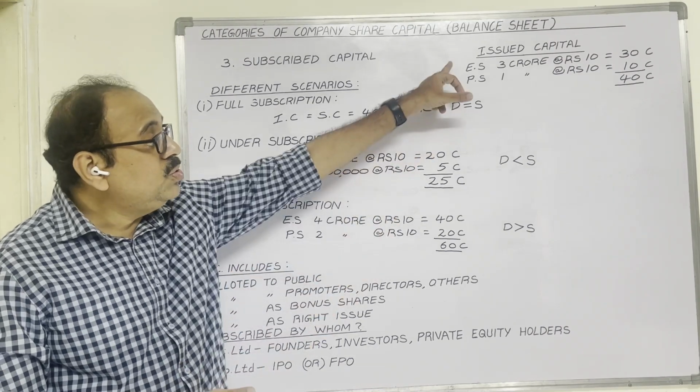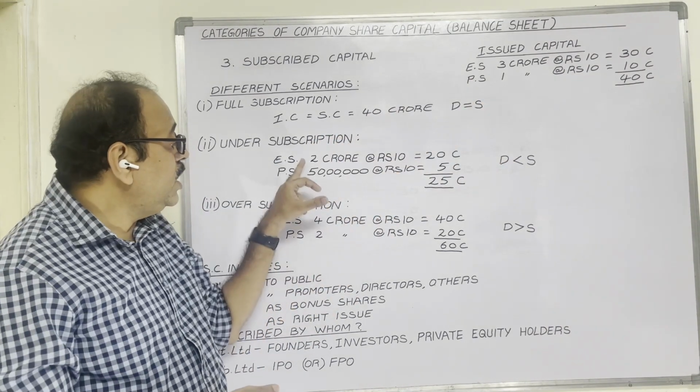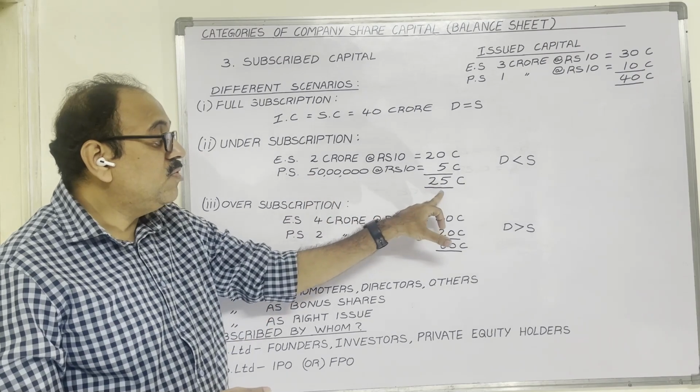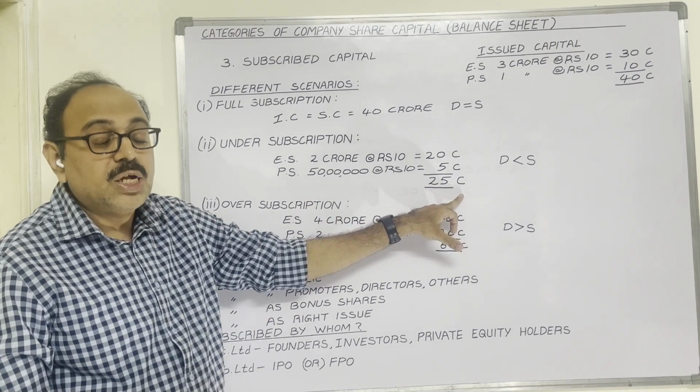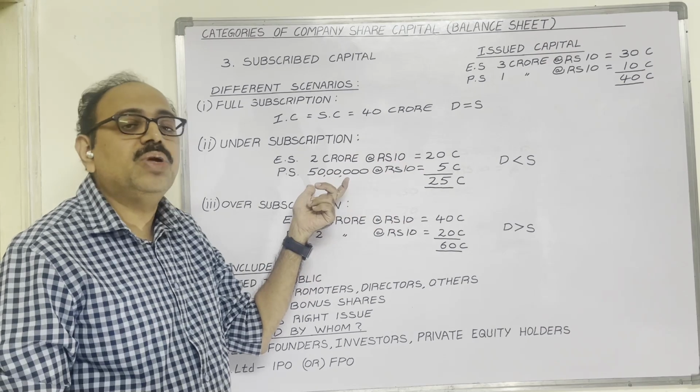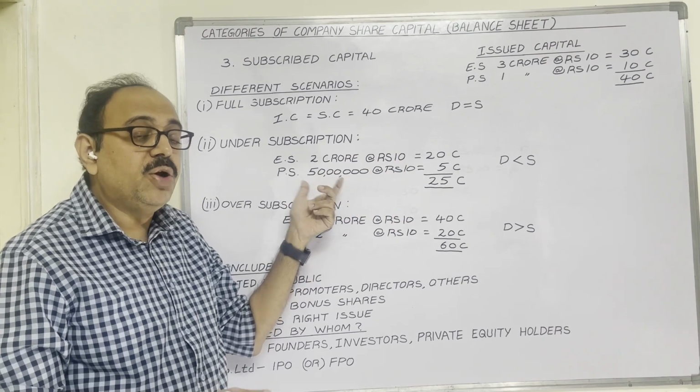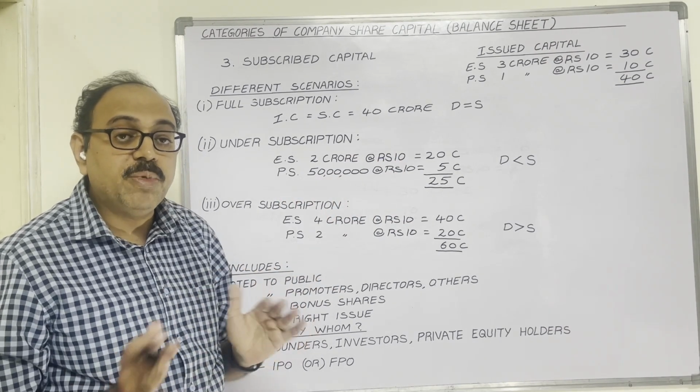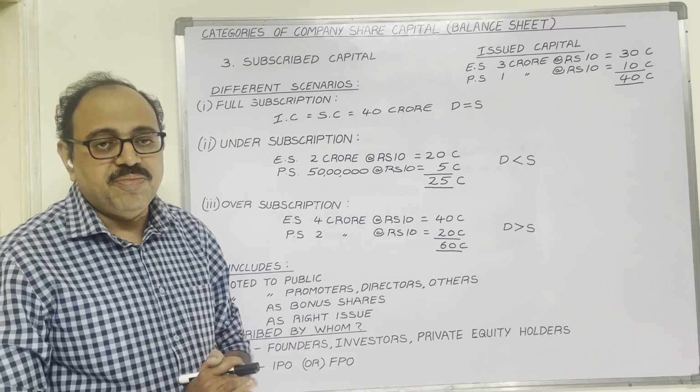Here, issued capital is 40 crore but subscribed capital is 25 crore only. So subscribed capital is less than issued capital. Then in the balance sheet, we have to show subscribed capital and issued capital separately because both are not the same.